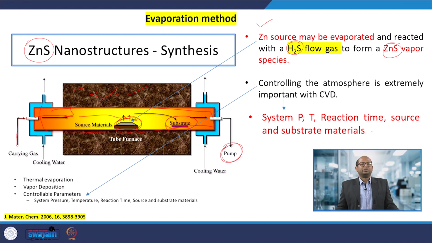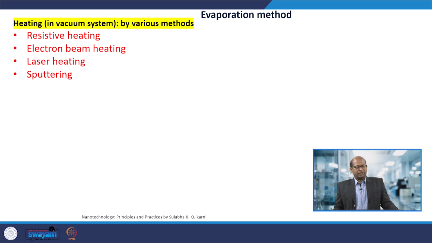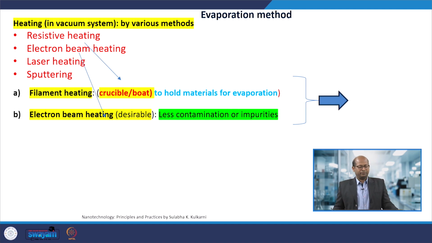So in this particular method, there are many controlling parameters, that is the system pressure, system temperature, reaction time, and source and substrate materials. That is very important. So which particular source we are taking, on which substrate we are depositing, system temperature, pressure low or high, and reaction time, which may be a very short time or maybe a very long time. So depending upon that, the material will be formed. Okay. So next is the heating.